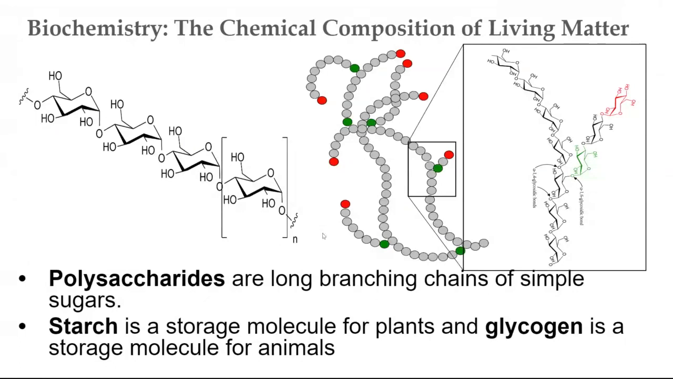If it's in a long straight chain, it's usually starch. If it's branched chain, it's a little bit different. It's a little bit harder to break apart. Glycogen is a branched chain. But you do see some plants make a branched chain, like amylopectin is a branched chain.